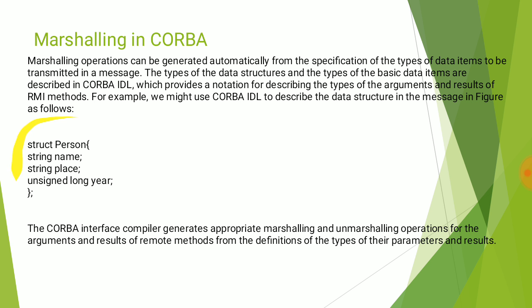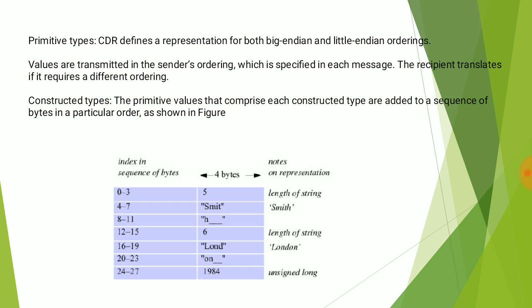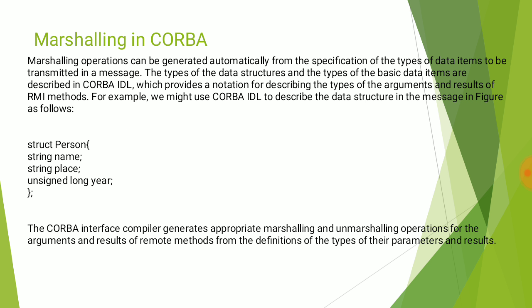So, this is the CORBA IDL representation of the example shown in the slide before. So there is name, place, and the date of birth, year. Similarly, there is a remote method invocation done in CORBA for that same example. The CORBA interface compiler generates appropriate marshalling and unmarshalling operations for the arguments and results of remote methods from the definition of the types of their parameters and results.